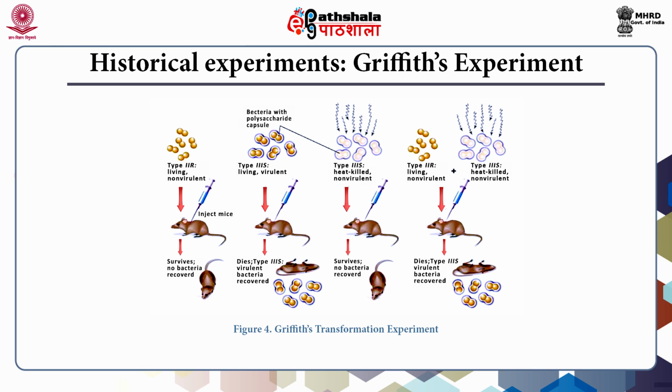After dissection of the mice, it was observed that the mice's blood contained both R2 and S3 strains. He concluded that in this case, some factor must have been passed from the heat-killed virulent S3 strain to the live non-virulent R2 strain, which empowered them with the ability to produce a polysaccharide capsule, making them virulent. Thus, Griffith hypothesized that the transforming factor was an S3 protein and called it the transforming principle.